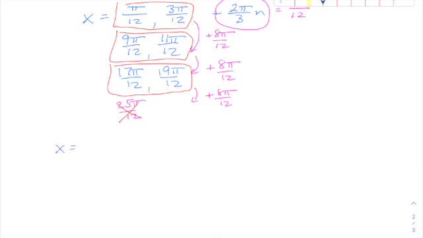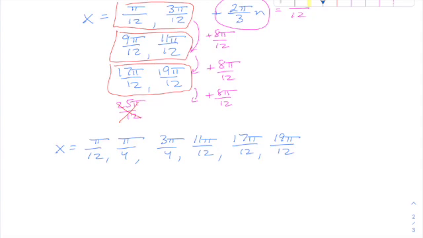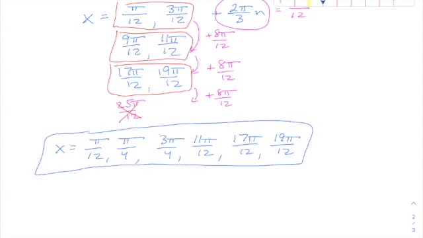So x is equal to pi over 12, 3 pi over 12, which reduces to pi over 4, 9 pi over 12, which reduces to 3 pi over 4, 11 pi over 12, doesn't reduce, 17 pi over 12, and 19 pi over 12, all of which are less than 2 pi, none of which reduce. Check it out on Desmos if you like. Set your window to 0 to 2 pi, and you'll see those 6 solutions.